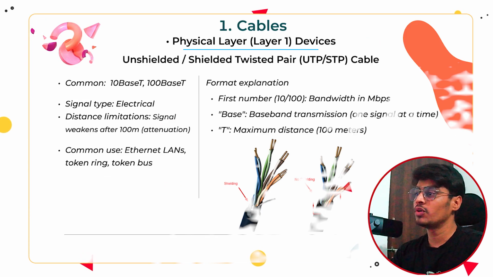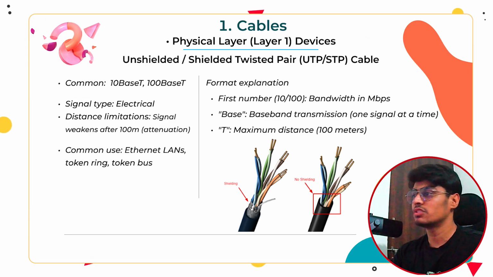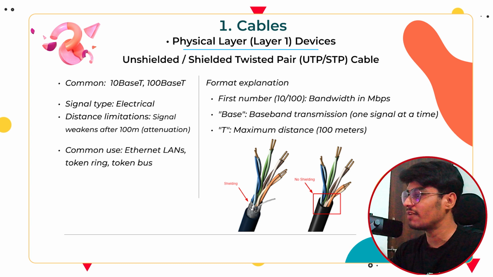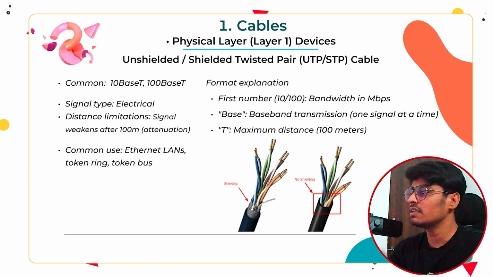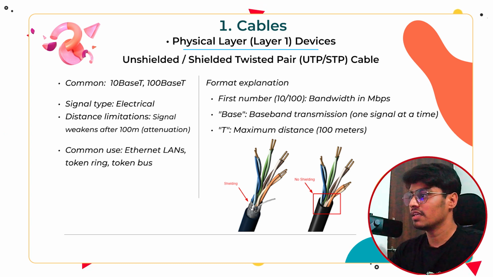Okay, moving forward to our first device, which is cables. In computer networks we use different types of cables, and why do we use them? Generally to connect various devices. Here we have different types of cable: unshielded twisted pair cables, coaxial cables, shielded twisted pair cables, and fiber optic cables. First we are talking about unshielded twisted pair cable, or UTP or STP cables.